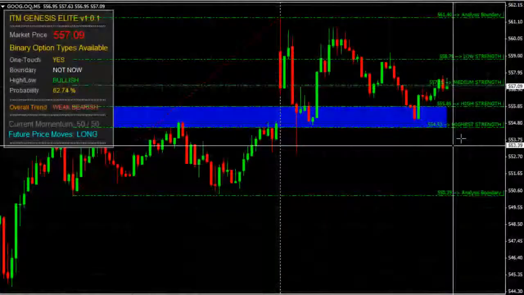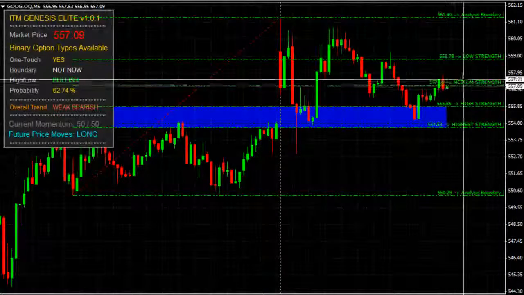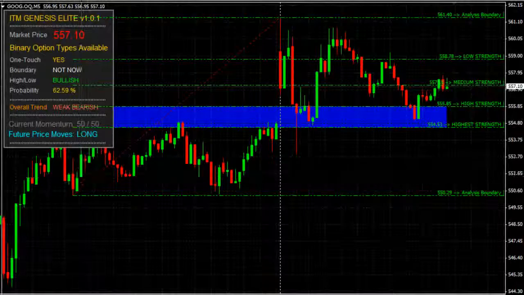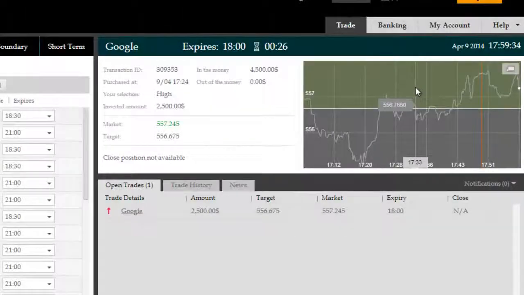So in our case, we looked at the 5-minute time frame. We analyzed, at the time the trade was taken, that price is entering the reversal zone or about to enter the reversal zone. We switched down to the M1, saw that there was a large volume spike confirming the analysis boundary was complete for Genesis Elite, and we took the trade. And as you can see, it stayed comfortably in the money.